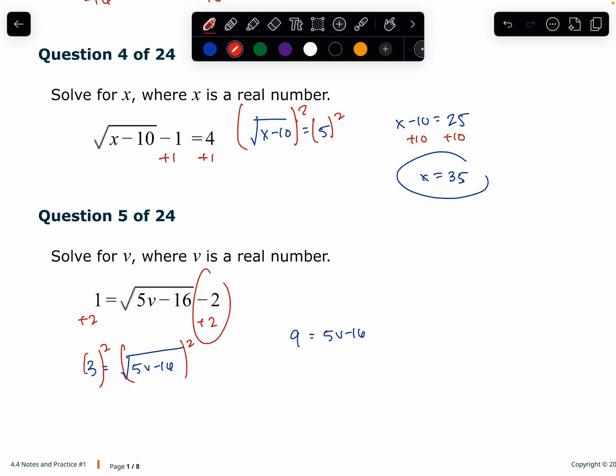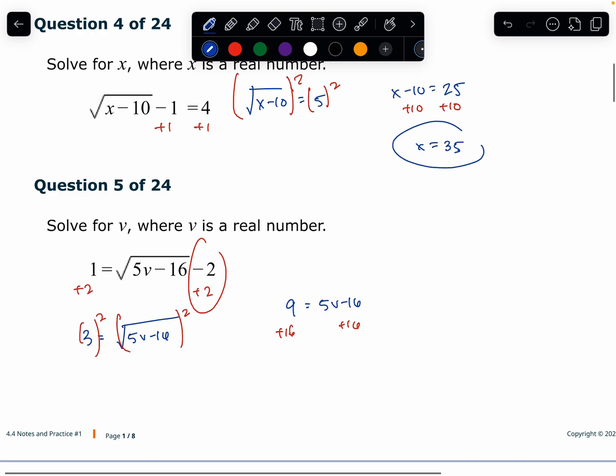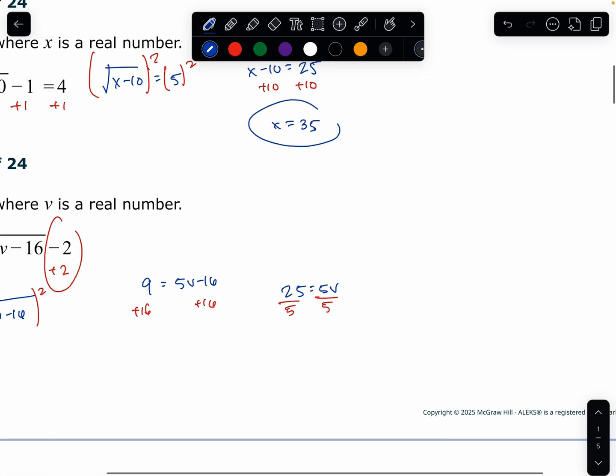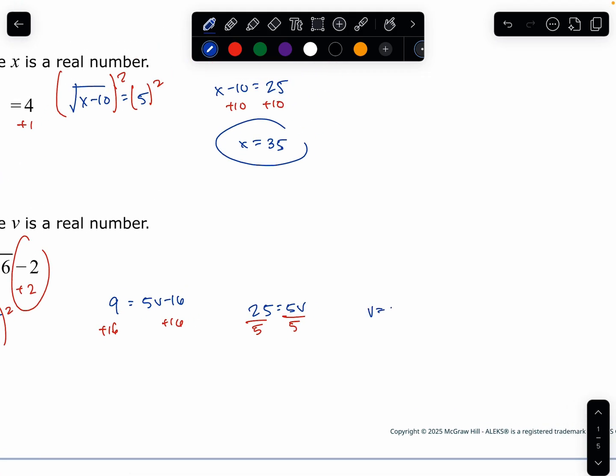Then we solve it like a linear equation, so we'll add 16 and add 16. What does that become? 25, I think. So we get 25 is equal to 5v. We'll divide both sides by 5, and then we'll get v is equal to 5.